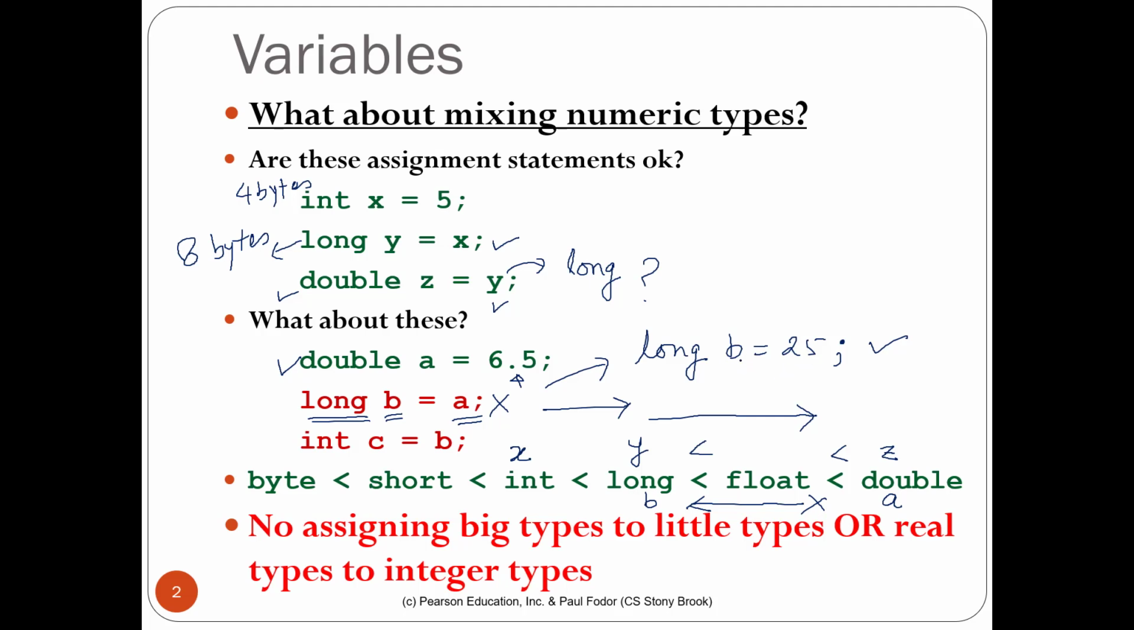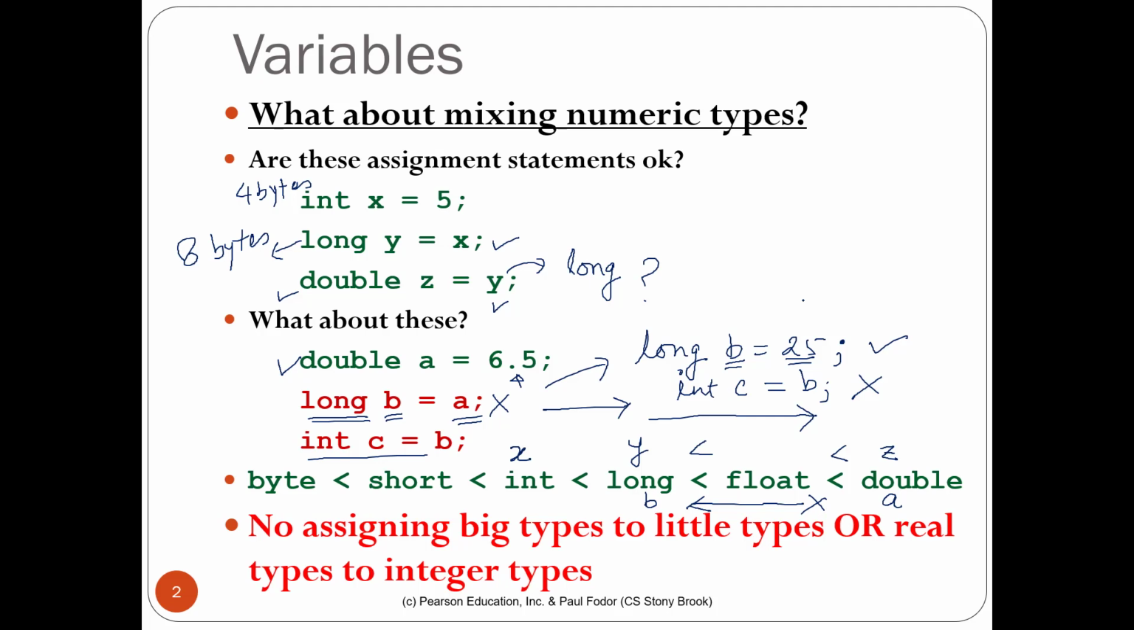Now if you want to do this, integer type c is equal to b, then this is a problem here. Why? Because when you assign 25 to a variable of type long, it was represented in 8 bytes.